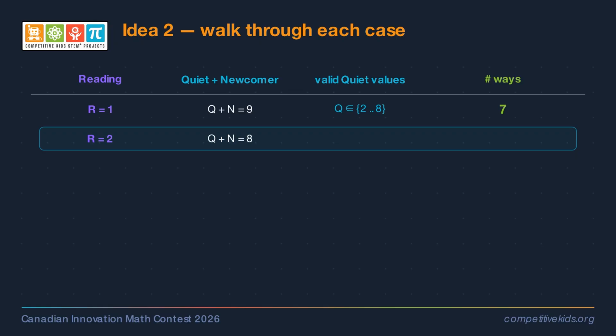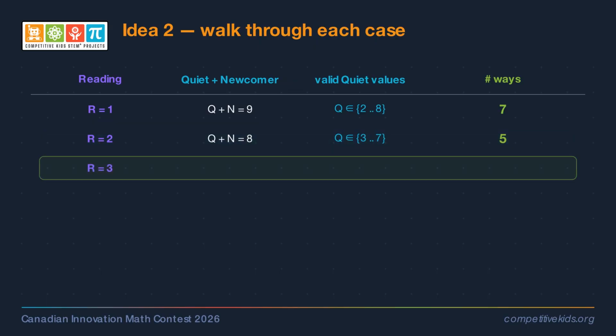If reading equals 2, then quiet plus newcomer equals 8. Quiet must be at least 3. So quiet ranges from 3 to 7. That is 5 ways. If reading equals 3, then quiet plus newcomer equals 7. Quiet must be at least 4. So quiet ranges from 4 to 6.